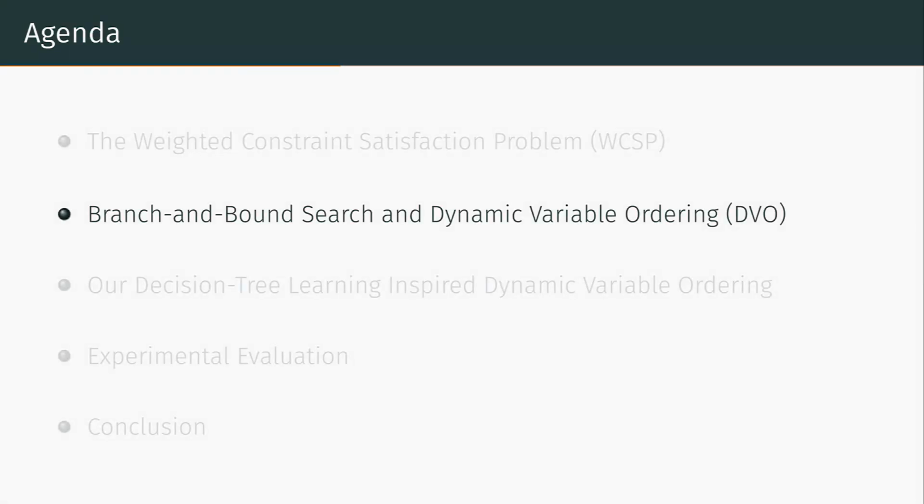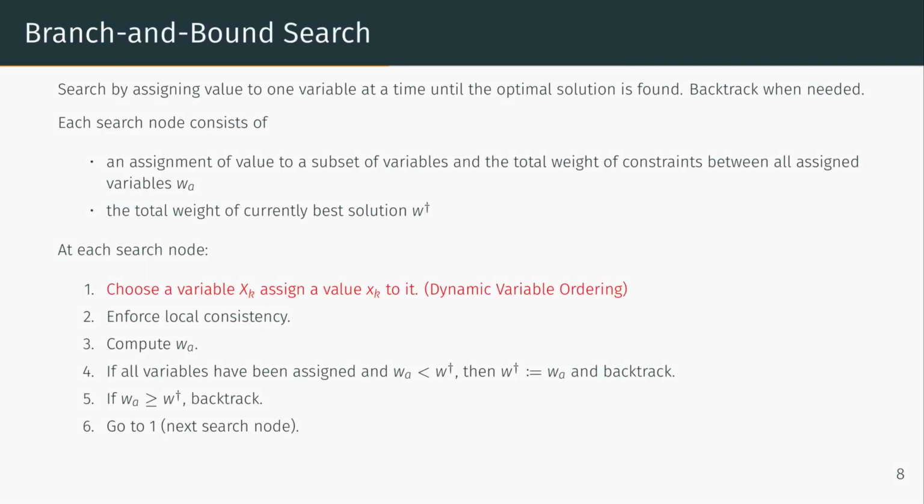Now let's talk about branch and bound search and dynamic variable ordering. So how does branch and bound search work in the context of WCSP? It searches by assigning a value to one variable at a time until the optimal solution is found, and it backtracks when needed.